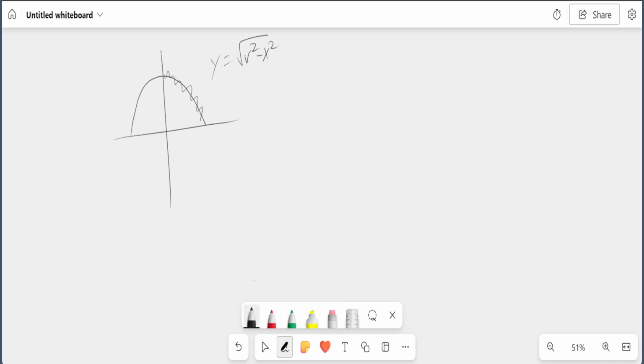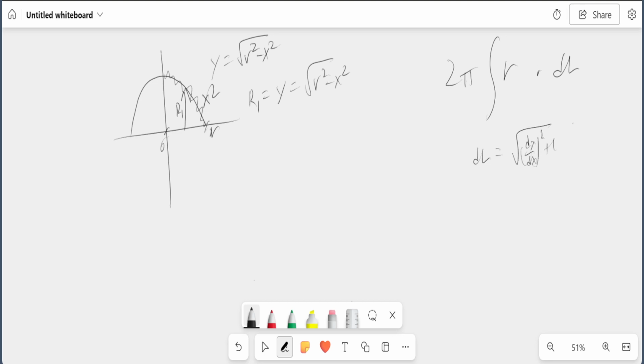We want the surface area, so let's revolve the arc and multiply by 2 because I'm only gonna do this half from 0 to r. R1 is equal to y, which is equal to the square root of r squared minus x squared, and the surface area is 2 pi r times dl, and we do an infinite of r dl. So that's our r, we want our dl. Since I'm going across the x-axis, I want it in terms of dx, so that's the square root of (dy over dx) squared plus 1 dx.